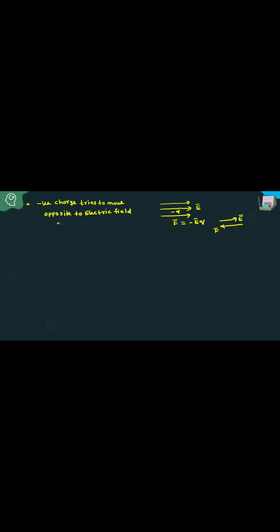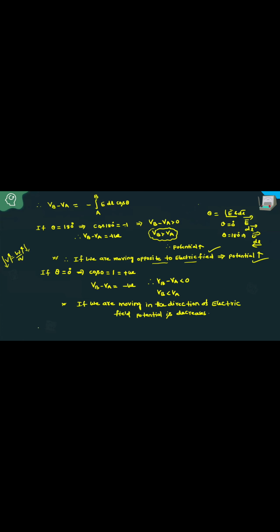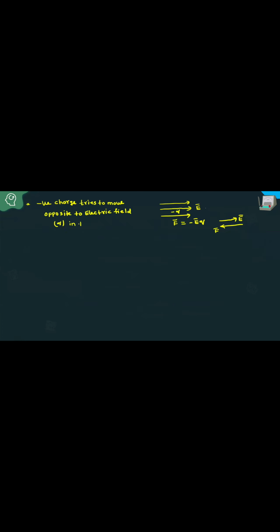What do we mean by opposite to the electric field? If you are moving opposite to the electric field, what happens to the voltage? It increases. So moving opposite to the electric field means moving in the direction of increasing potential, that is, from low voltage to high voltage. That is, a negative charge always moves from low voltage to high voltage.